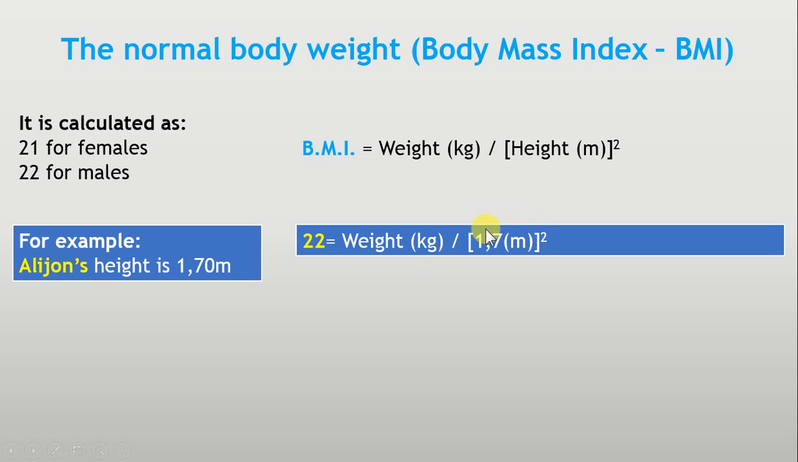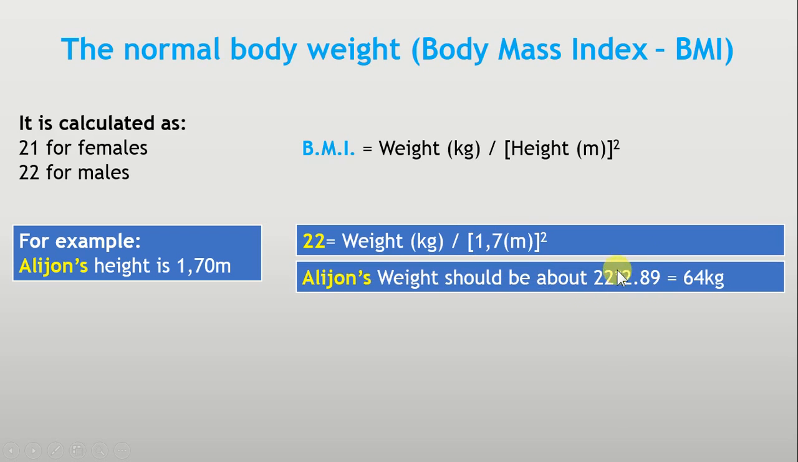So we have to find its square. It's about 2.89, and if we multiply 22 with 2.89, it will make about 64 kilogram. So it is the advised amount of weight for Ali John.